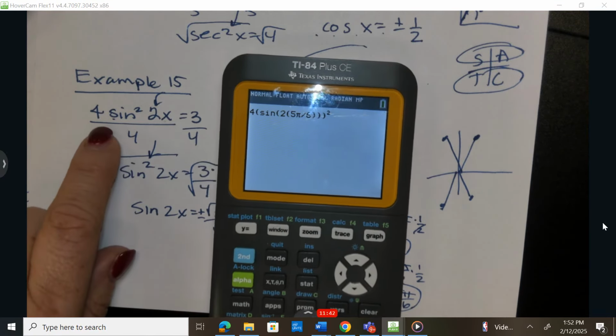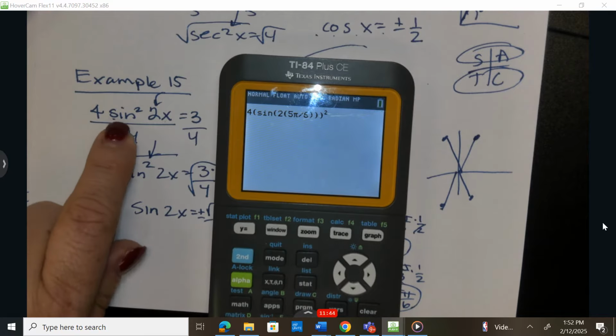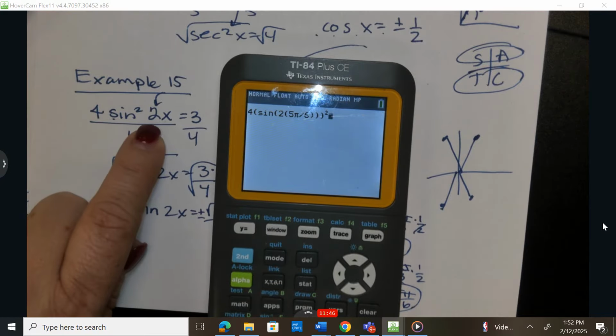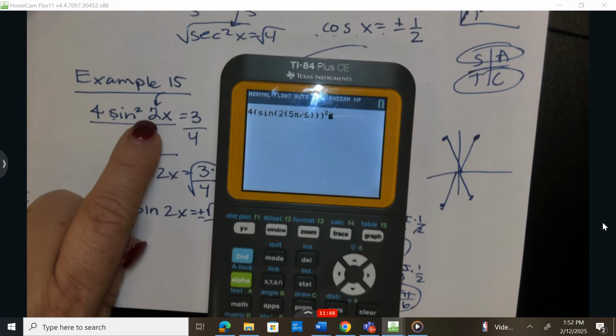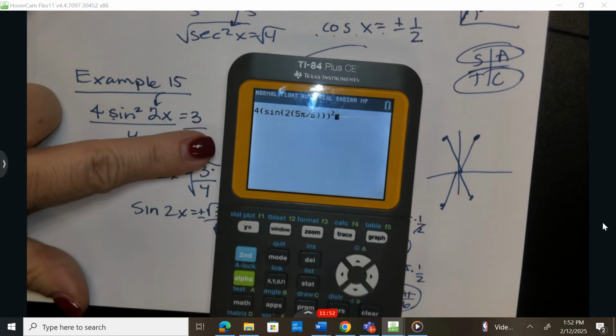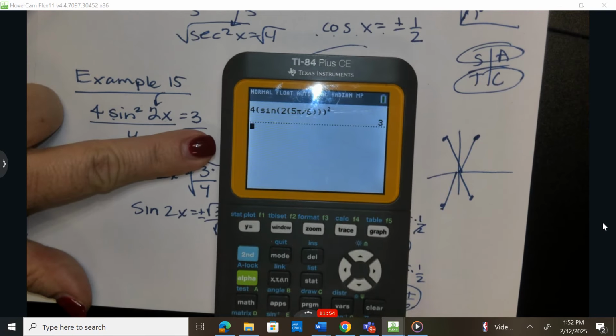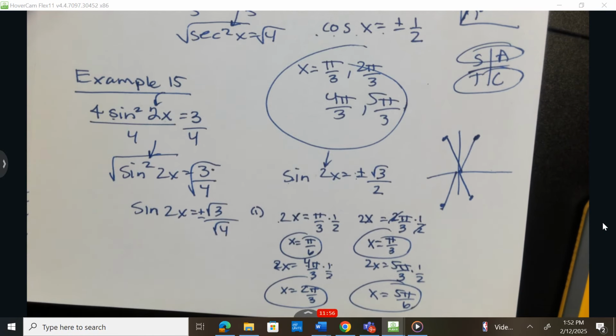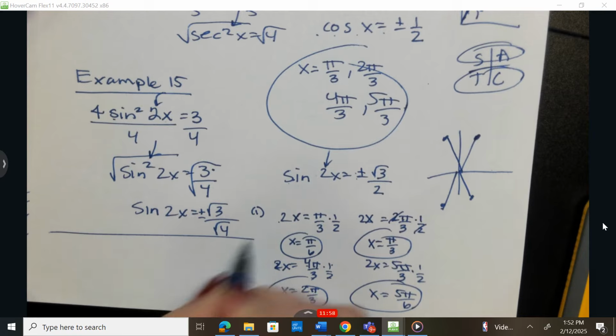And then after I square it, I think I have everything here actually, don't I? So I have 4 sine squared of 2 times this quantity, and we want that to equal 3. Let's see if this equals 3. It does. So I feel confident in these answers. Now I need to do a second revolution. Let's make sure I have room down here.